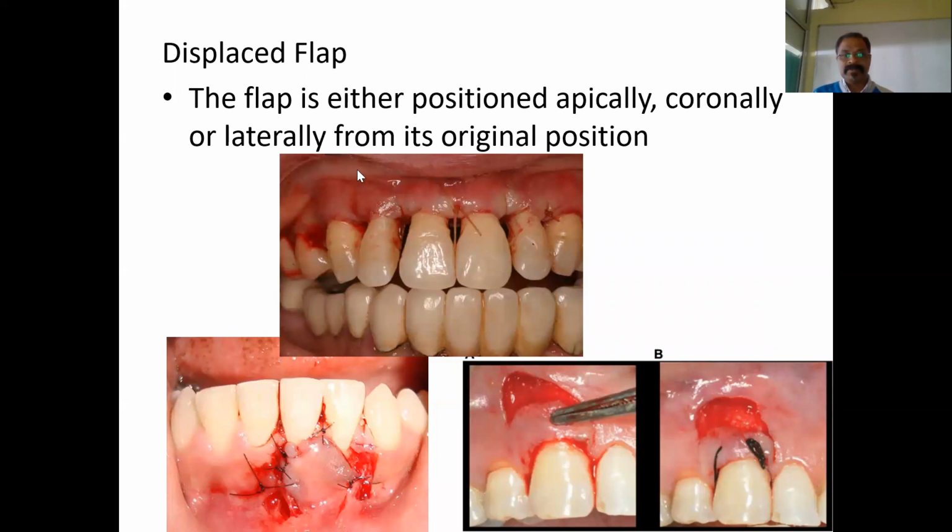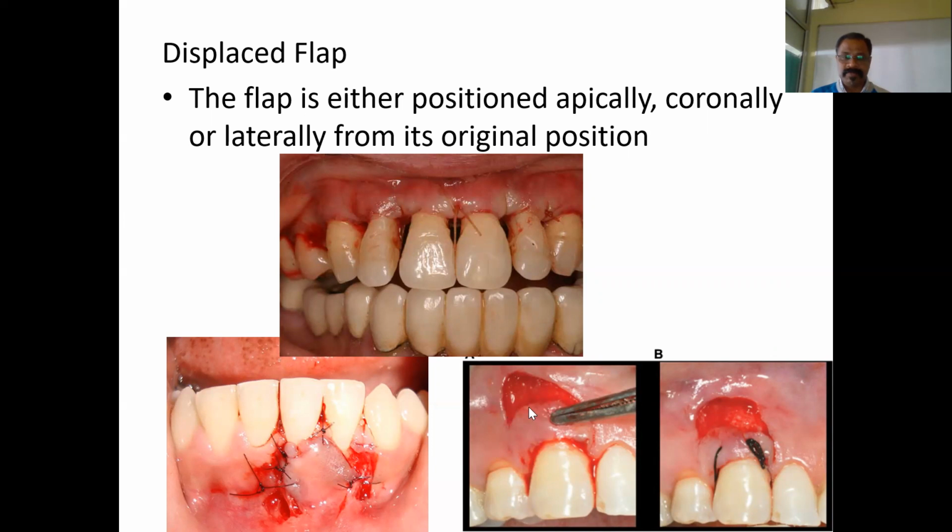Okay. Now, when you see this clinical picture, this flap, which was here, was placed at a much more apical position. So this becomes your apically displaced flap. That means the original position was here, but when we are putting it back, we are putting it at a much more apical position. This is called an apically displaced flap. The second one is basically coronally.